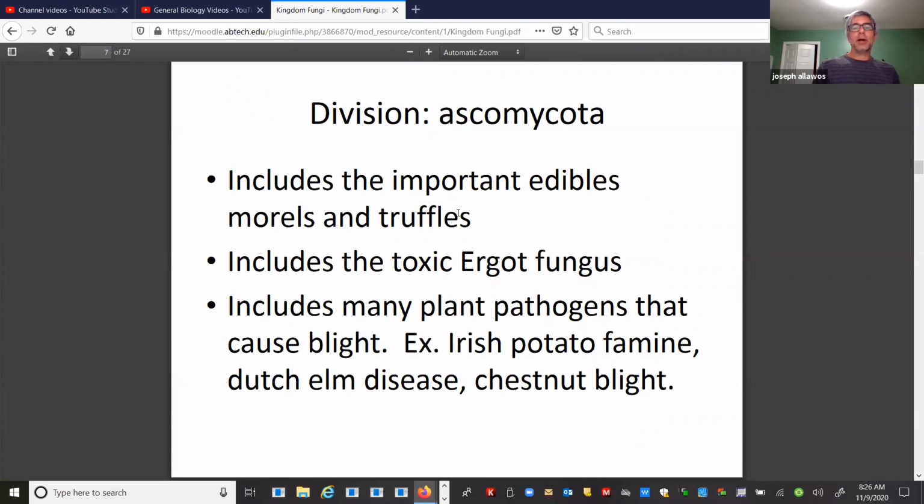And we get to the Ascomycota, a fascinating group. It includes important edibles, and we'll talk about the ergot fungus and then many plant pathogens. Remember, fungi can be pathogenic to plants and kill them. And some of the most important ones were the one that caused the Irish potato famine, Dutch elm disease, and chestnut blight. And so a lot to talk about with the Ascomycota. The Ascomycota include the cup fungi and the yeasts.